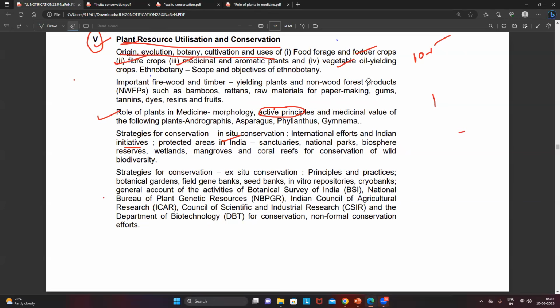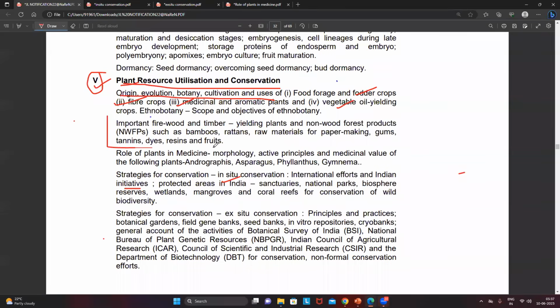Then next, what they have mentioned in the syllabus, see here, next they have mentioned important firewood and timber.